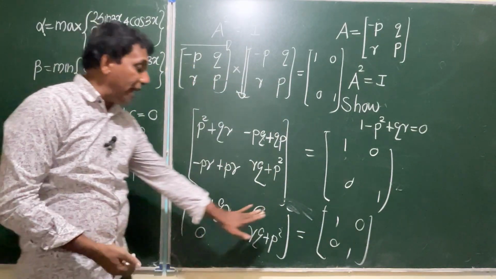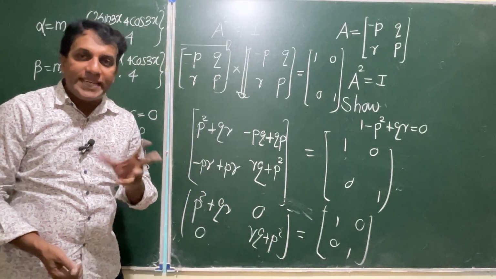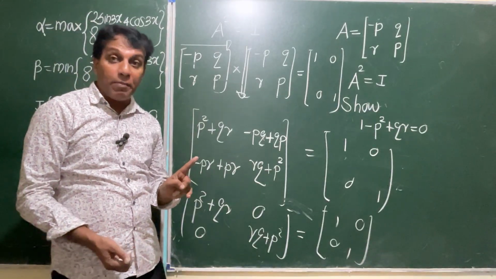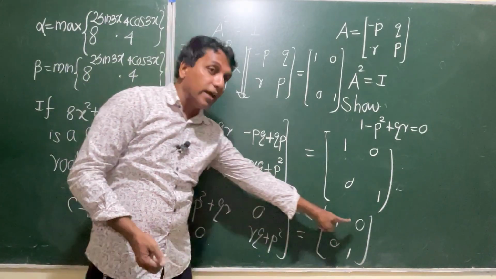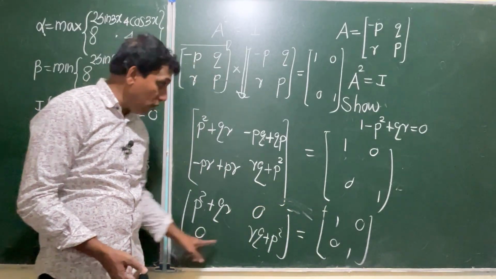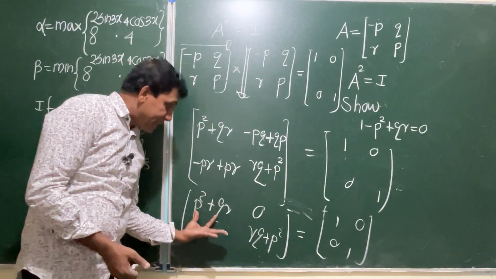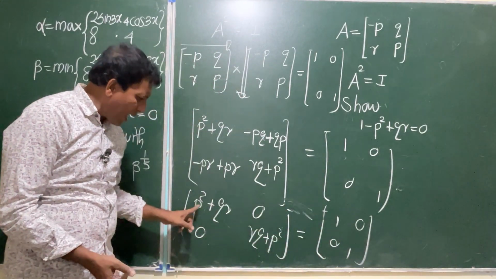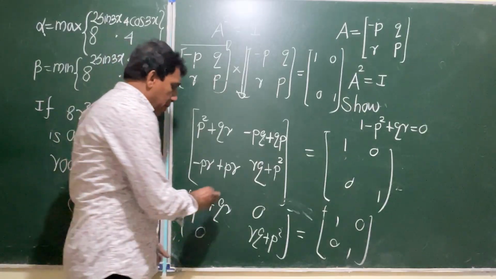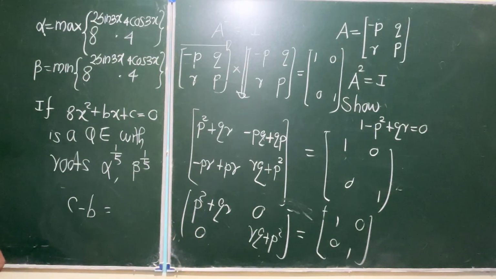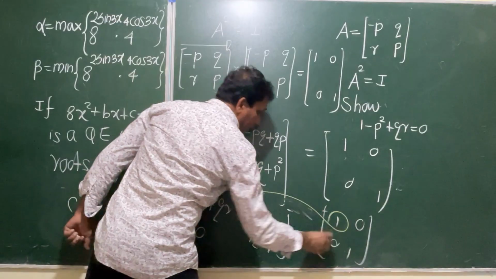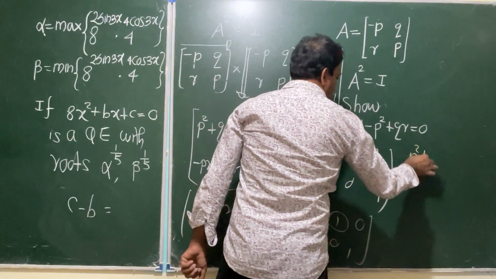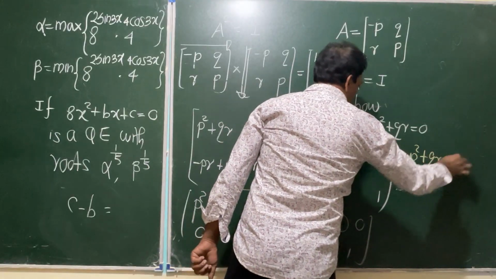Now take the matrix equality: for two equal matrices, corresponding elements are equal. Here 0, here 0, that's correct. Here 0, here 0. So here, this is equal to 1, or here, that's equal to 1. I think both are the same. P square plus QR is equal to 1. Okay. P square plus QR equals 1. That's the answer: P square plus QR equals 1.